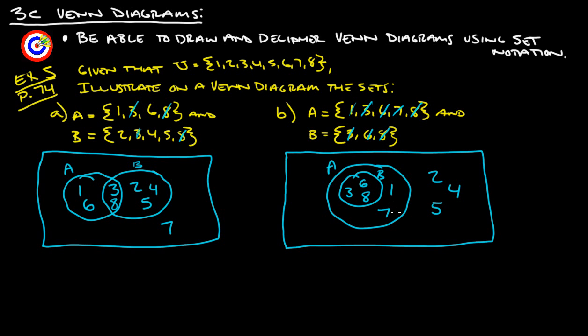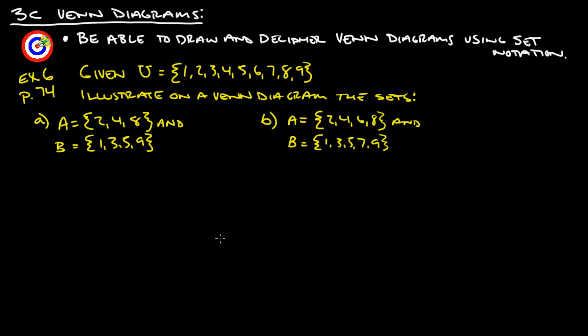Alright, let's take a look at example 6 from page 74. Alright, so example 6 says that here's our universal set, 1 through 9, the integers, and then illustrate on a Venn diagram the sets. Part A gives us that set A is 2, 4, and 8, and set B is 1, 3, 5, and 9. And then for part B, we have set A is 2, 4, 6, and 8, and set B is 1, 3, 5, 7, and 9. So we're going to draw these on Venn diagrams as well.